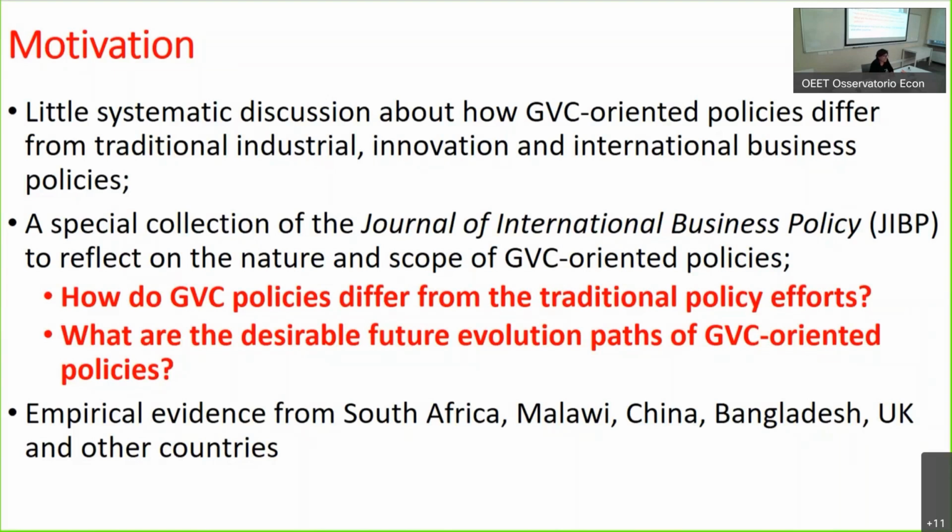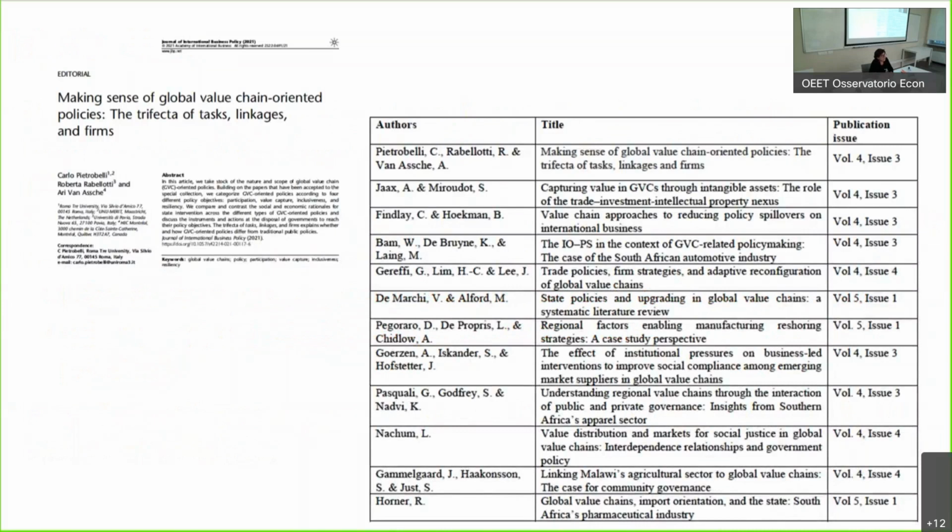We have collected very varied empirical evidence in terms of countries. We have cases from South Africa, Malawi, China, Bangladesh, but also developed countries such as the UK. And there is also quite a lot of differentiation in terms of industries. Papers on the agricultural sector or on the car industry, on the pharmaceutical industry. So it's a collection of 11 articles, and also from the methodological point of view, these articles are quite different in the sense that there are some qualitative case studies, but there are also some quantitative studies using different kinds of data sources.